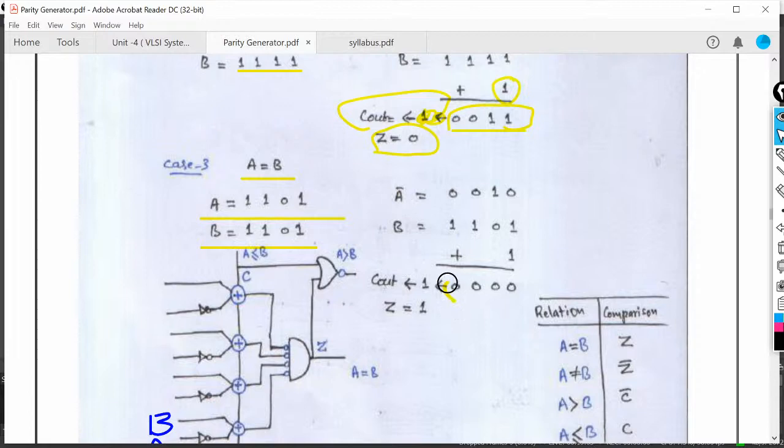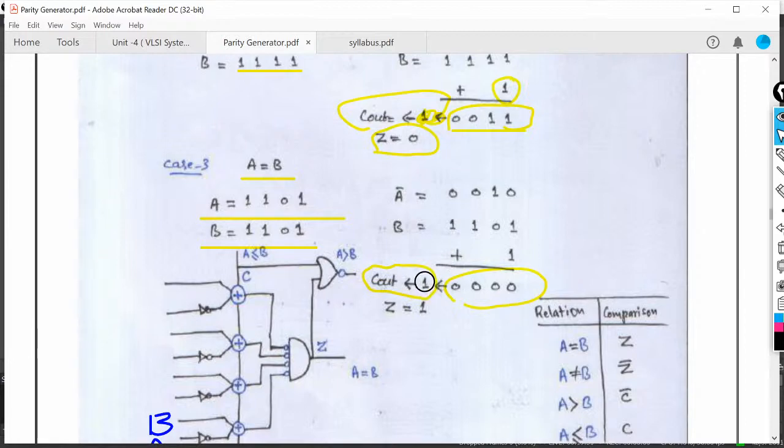So here you can see, after subtraction we will get the answer as 0 0 0 0, and no carry we found in the carry bit side, or we can say no carry we have found in the 5th bit. So here the carry out.